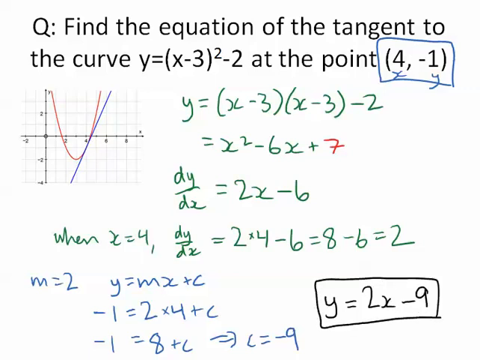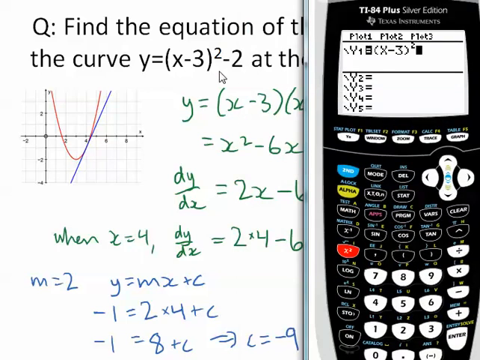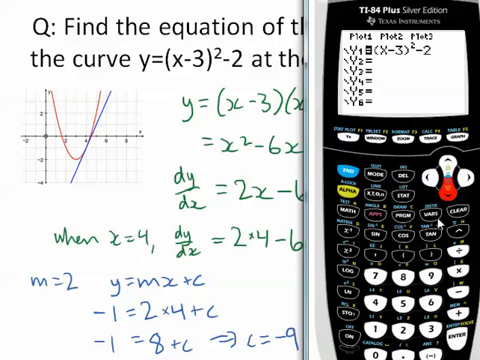And as usual, we should bring out the graphical calculator to check that we're right. So we're going to plot the curve as well as the tangent. And the curve is going to be (x minus 3) squared. To make sure we didn't make a mistake multiplying out the brackets, it's good to put the curve as it's given in the question. So it's that minus 2, and that's our curve. And then our straight line that we want to plot is 2x minus 9.